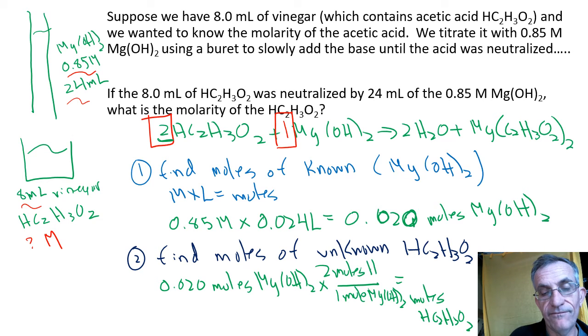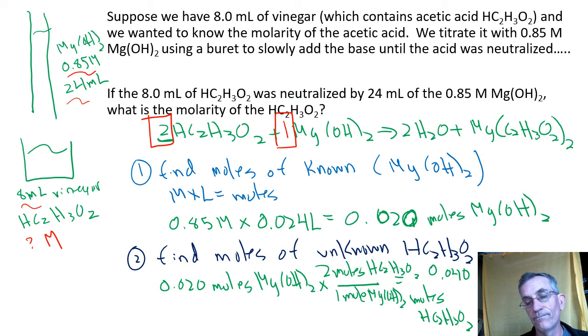All right, I'm having to fit this in here. I apologize, it's getting a little messy. I'm assuming you can read that. Now if you work it out, you basically are going to multiply by 2 and divide by 1. If you do that, how many moles of acid are there? It's double. So it's going to be 0.040. All right, we got one more step.